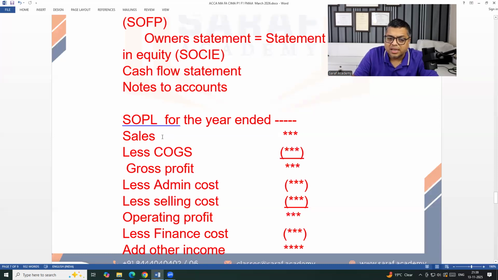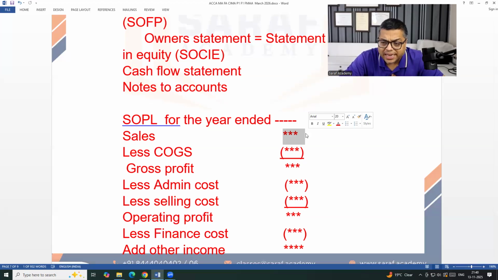So I have written here sales revenue. I have not deducted the tax. Suppose you all have paid tuition fees. Suppose somebody has paid tuition fees of 1 lakh. Tuition fees for Saraf Academy is a sales revenue. Will I be writing 1 lakh? No. Out of 1 lakh, 18%, 18,000, is goods and service tax in India.